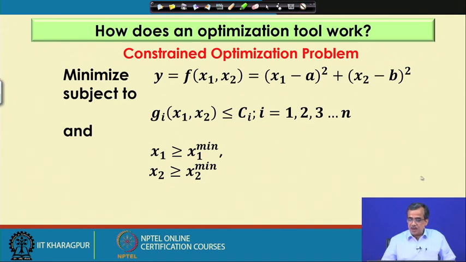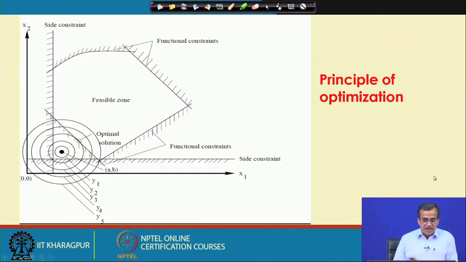Now, to solve this constraint optimization problem, what we do is we try to make a plot of the design variables like x 1 and x 2, and here actually what we do is first we try to plot the side constraint. The first side constraint was x 1 is greater than equals to x 1 minimum. So, this is actually the side constraint, and the left side is infeasible, right side is the feasible one. The second side constraint was x 2 should be greater than equals to x 2 minimum. So, bottom is infeasible, top is feasible.